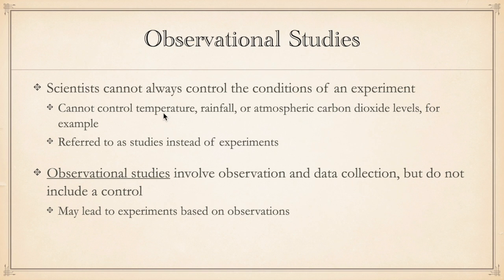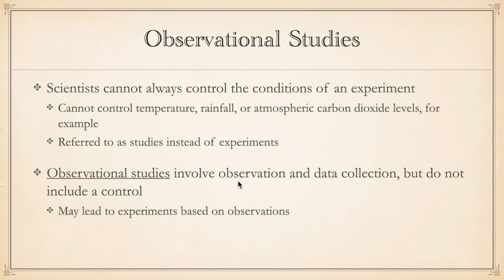So we cannot control temperature, rainfall, or atmospheric carbon dioxide levels, for example. We can't control when a star goes supernova. We can't control a lot of things out in the universe. We just have to do observational studies. We can't control things on Saturn to look at the atmosphere of the planet or whatever. These are usually referred to as studies instead of experiments, or again, observational studies.